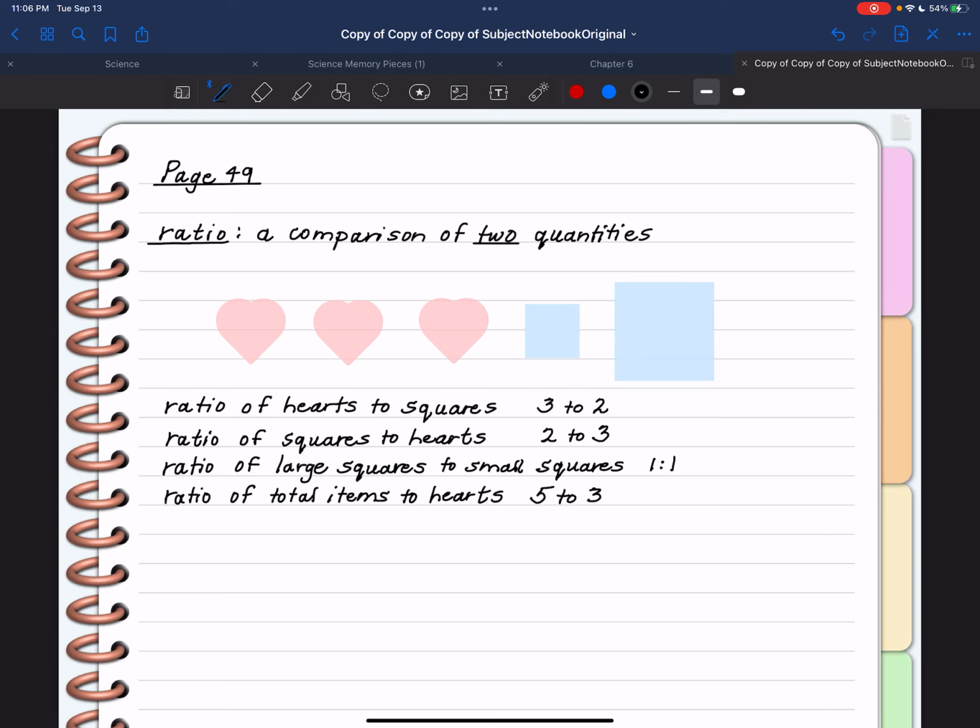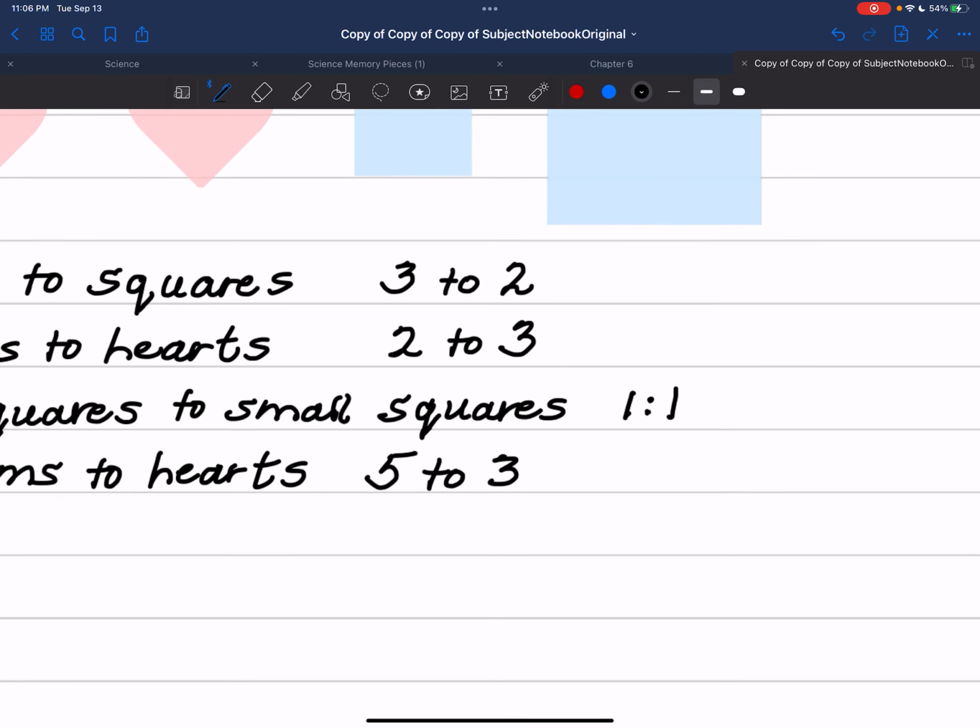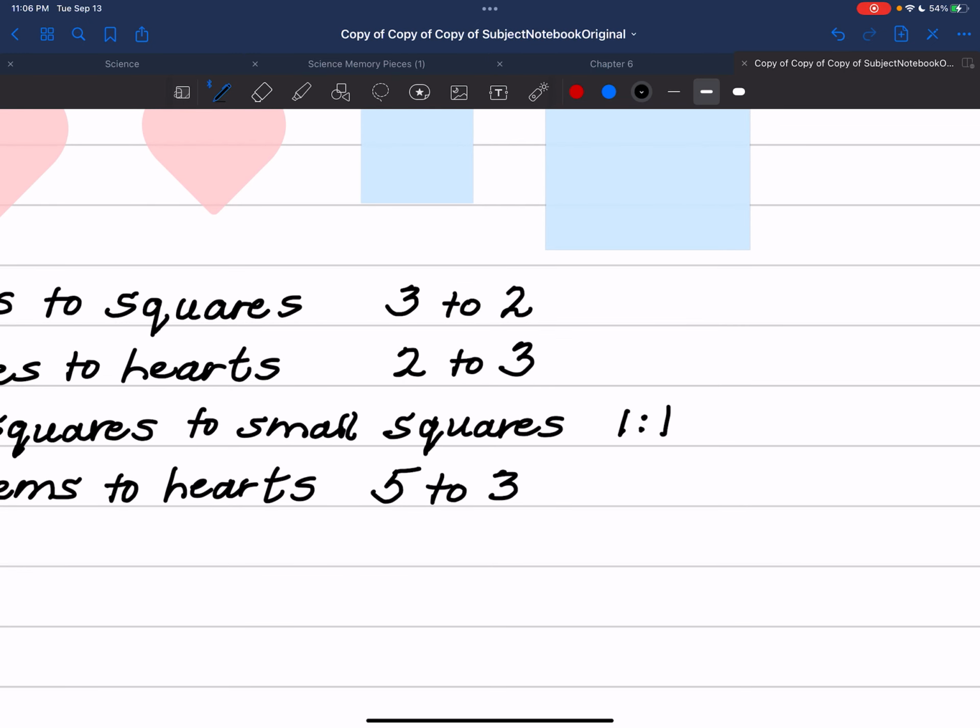You can write your ratios in 3 ways. You'll notice that these all look the same except this one. That was not an intentional thing. I'm just so used to interchanging these that I just do it without thinking. So there are some different ways to write these.